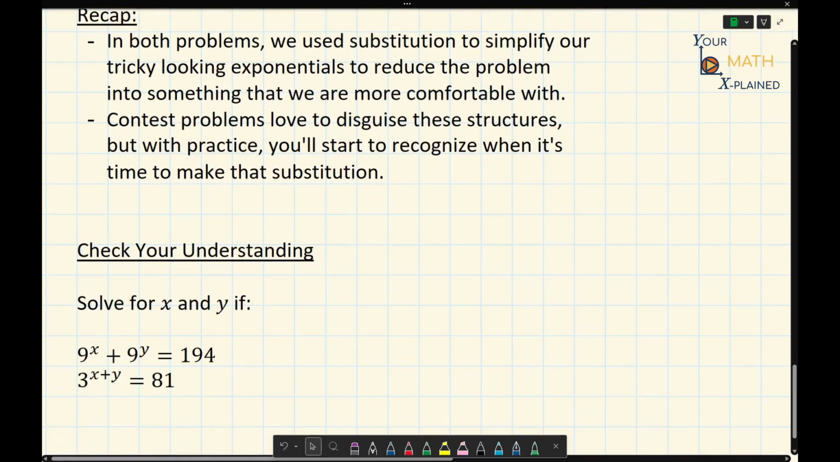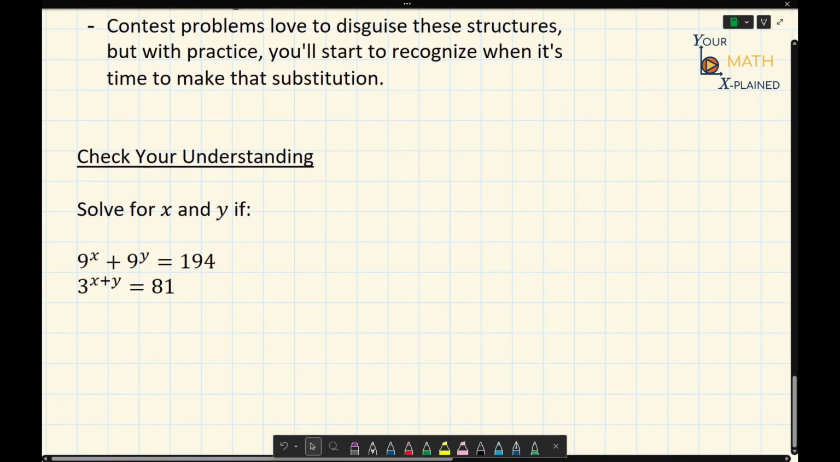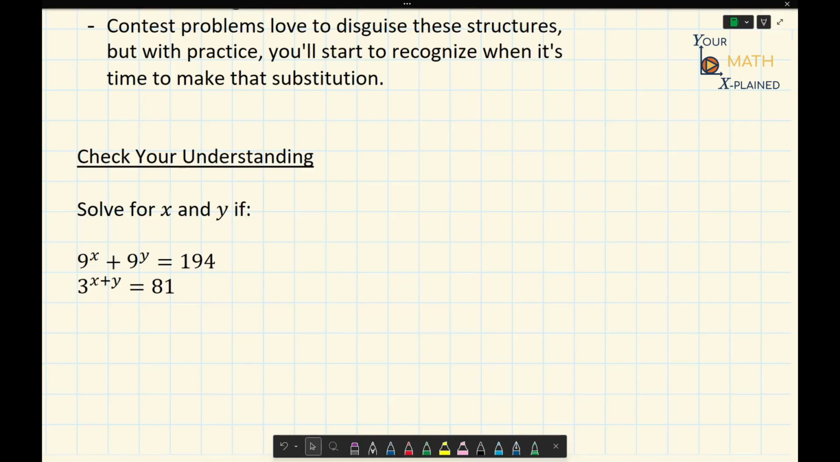Can you solve for x and y if 9 to the power of x plus 9 to the power of y is 194 and 3 to the power of x plus y is equal to 81?